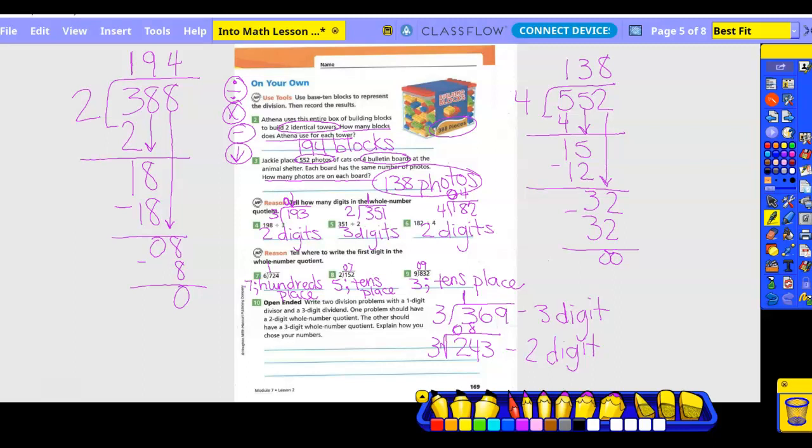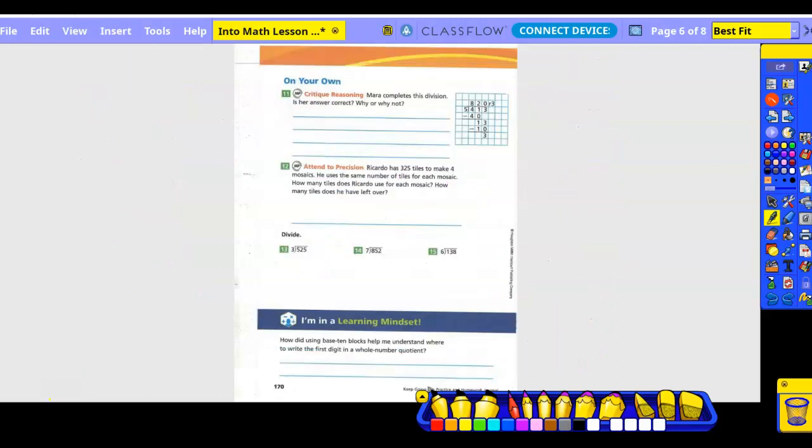The tens. On your own, number 11, critique reasoning. Mara completes this division. Is her answer correct? Why or why not? So let's go through. Is it correct? Yes or no? You can tell right off the bat. Is it correct or not? No. Her answer is not correct because can 5 go into 4? No, it can't.